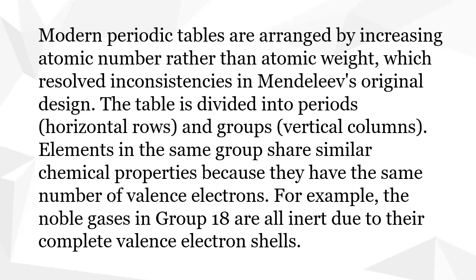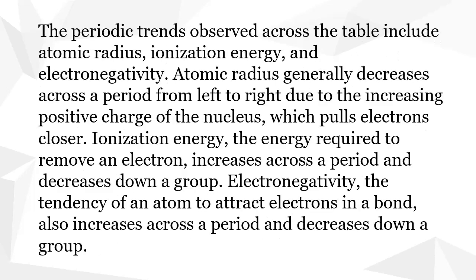Elements in the same group share similar chemical properties because they have the same number of valence electrons. For example, the noble gases in group 18 are all inert due to their complete valence electron shells. The periodic trends observed across the table include atomic radius, ionization energy, and electronegativity.